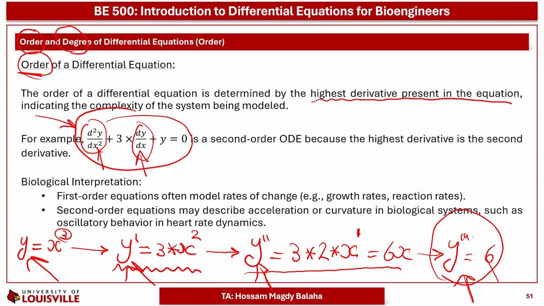To reflect that biologically, in first order equations, you will find them modeling rates of change, such as growth rate, reaction rate, and so on. But in second order equations, you may find them describing acceleration or curvature in biological systems, such as the oscillatory behavior in heart rate dynamics.